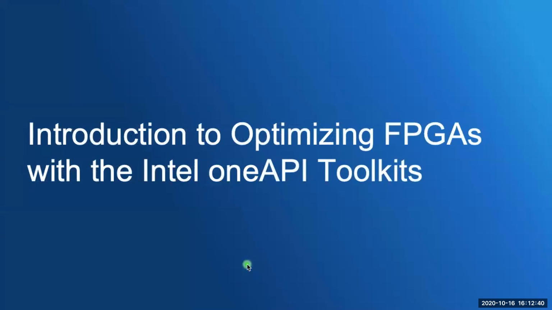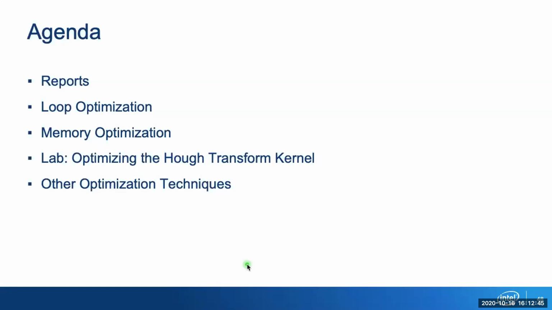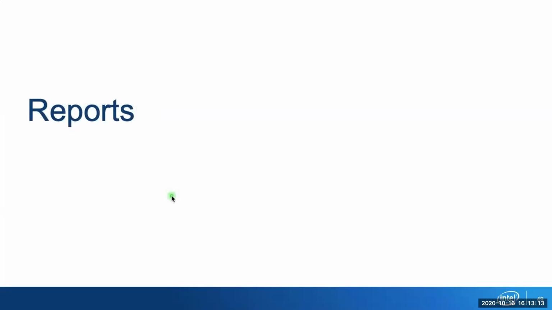I will introduce the tools, and this is the agenda. I will mention the reports, loop optimizations, memory optimizations, and after the first lab, we will do the second one with this application, a Hough transform kernel. And if we have time, I can talk about other optimization techniques. Just explaining the steps here.